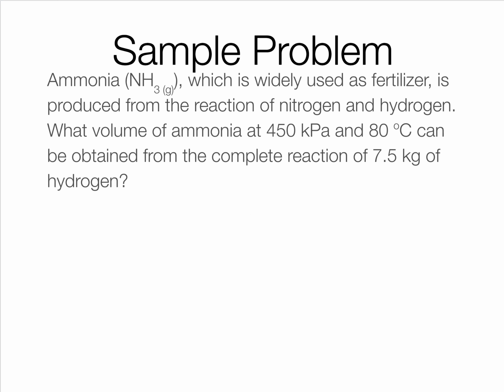In my second sample problem, I'm given a bit of information about ammonia. It's widely used as a fertilizer and is produced from the reaction of nitrogen and hydrogen. Aha! Right there, I've been told what the reaction is. So I can write down my balanced chemical equation. Nitrogen and hydrogen are reacting to form ammonia. In order to balance it out, I need 1 nitrogen, 3 hydrogen molecules, because remember, nitrogen and hydrogen are N2 and H2 respectively, and I need 2 moles of ammonia produced.